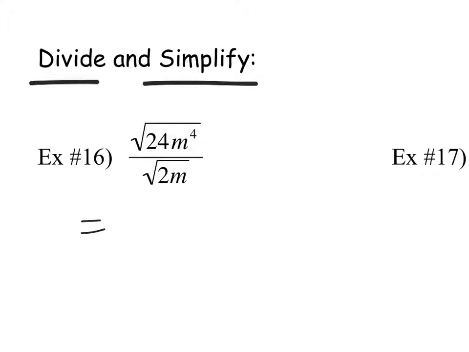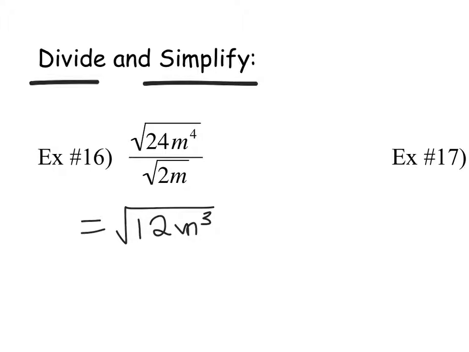All right, so let's go ahead and divide. So we got 24 divided by 2. What do you get, 12? And m to the 4th divided by m. What do we do to our exponents? Subtract. So 4 minus 1 is m to the 3rd. That's an m. All right, now we need to simplify.